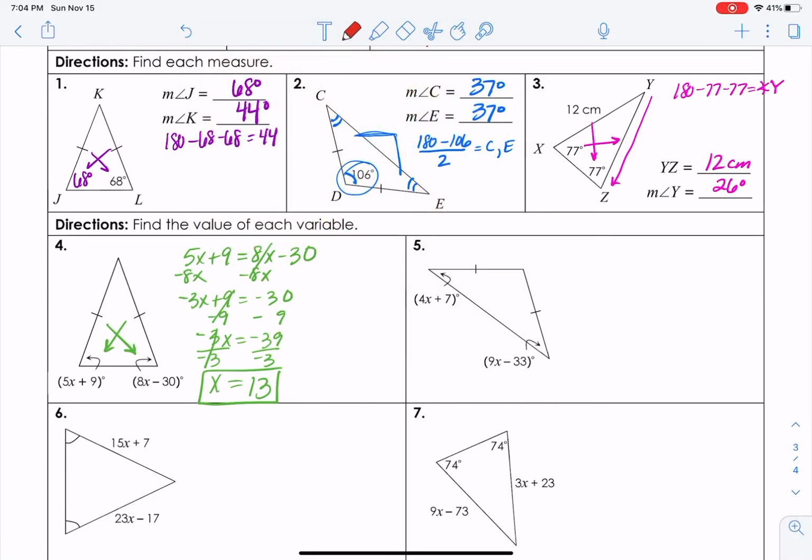For number 5, again I have the base angles. Those are the ones that are congruent. So that means that 4x plus 7 equals 9x minus 33. Subtract 4x from both sides and add 33 to both sides, so that I get 40 equals 5x, divide, x is 8.